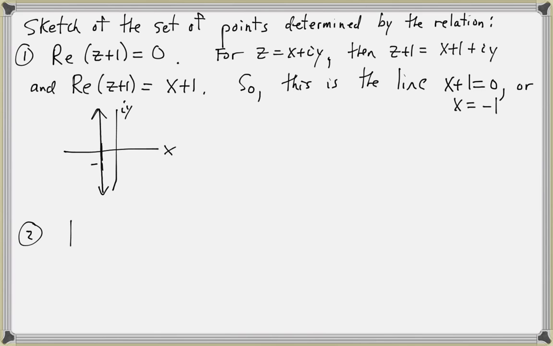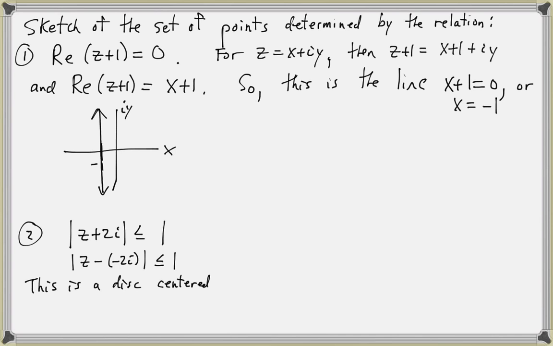Next, let's look at the relation absolute value of z plus 2i is less than or equal to 1. If I rewrite this as z minus negative 2i, and this expression was just equal to 1, this would be a circle centered at negative 2i with radius 1. But since it's less than or equal to, this is a disk centered at negative 2i with radius r equal to 1.